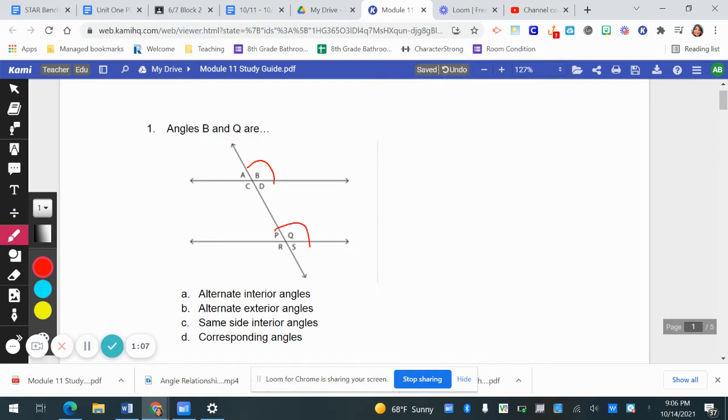However, they are in the same position, but on two different parallel lines. Therefore, they would be corresponding angles.